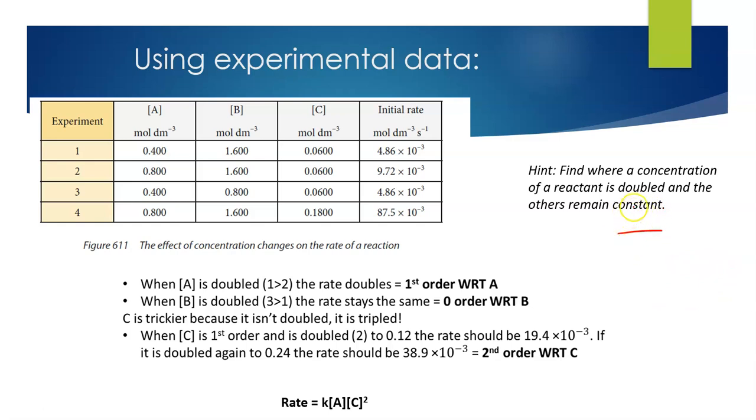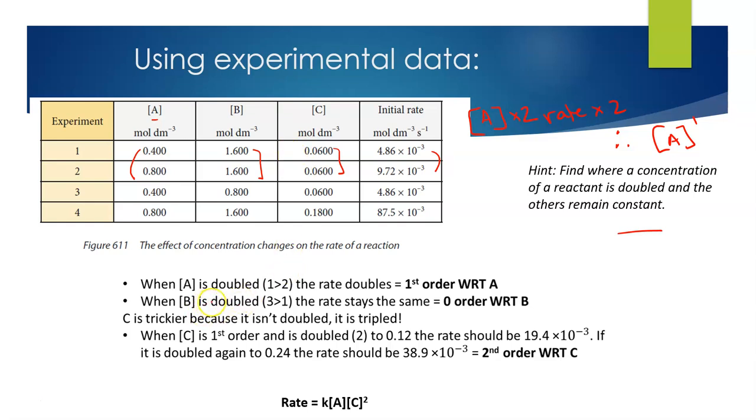and see what happened. So if we have a look here, in this one, the reactant A is doubled and B and C remain constant. So when the concentration of A is doubled, we see that the rate is doubled. Therefore, this reaction must be first order with respect to A, because as I doubled the concentration, I saw a doubling of rate.